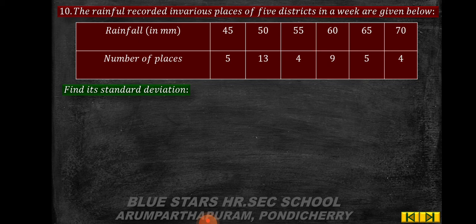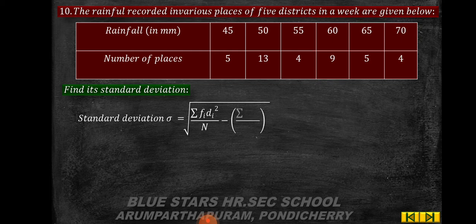Problem number 10. The rainfall recorded in various places of 5 districts in a week are given below. Rainfall in millimeter: 45, 50, 55, 60, 65, 70. Number of places: 5, 13, 4, 9, 5, 4. Find its standard deviation. So, standard deviation sigma is equal to root of (summation fi di square by n minus (summation fi di by n) the whole square).